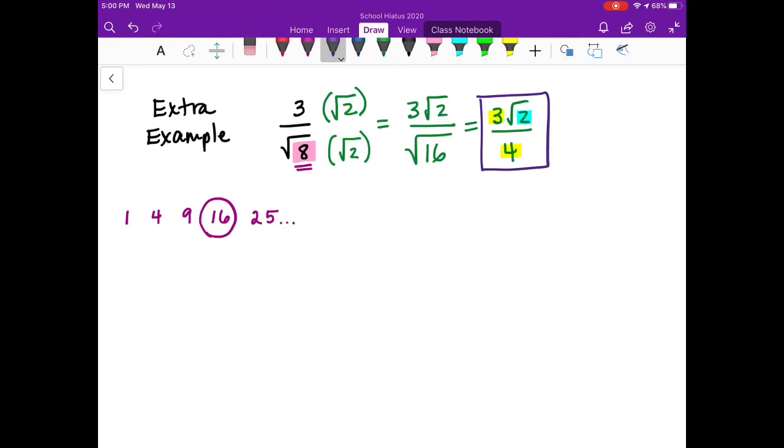Now you're ready to practice simplifying radical fractions and rationalizing the denominator. Good luck!